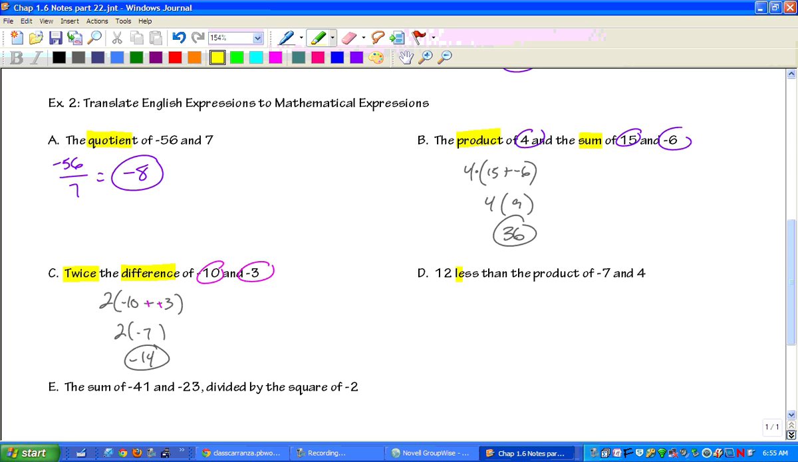All right, D: 12 less than the product of negative 7 and 4. So less than, we need to switch the order so my 12 goes to the back. And I need to take the product of negative 7 and 4. So negative 7 times 4 gives you negative 28 minus 12. Click, click. Add them up. Keep the sign. Negative 40.